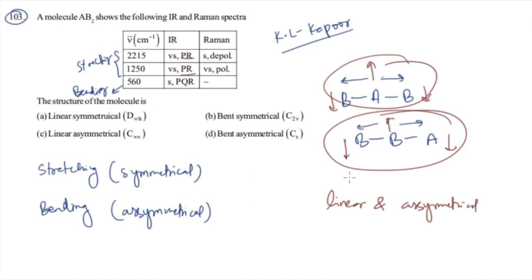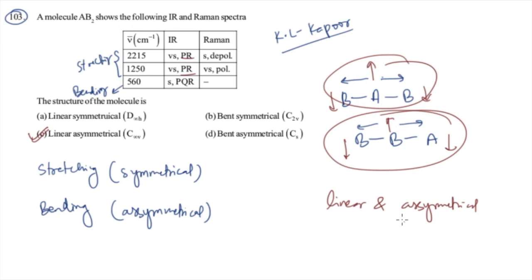Okay, so what will be the point group now? We got that the molecule is linear and asymmetrical. So for a linear and asymmetrical molecule, the point group we get is C infinity v. So option number C will be correct for this. Okay, so it's very simple. You just need to know about the bands.